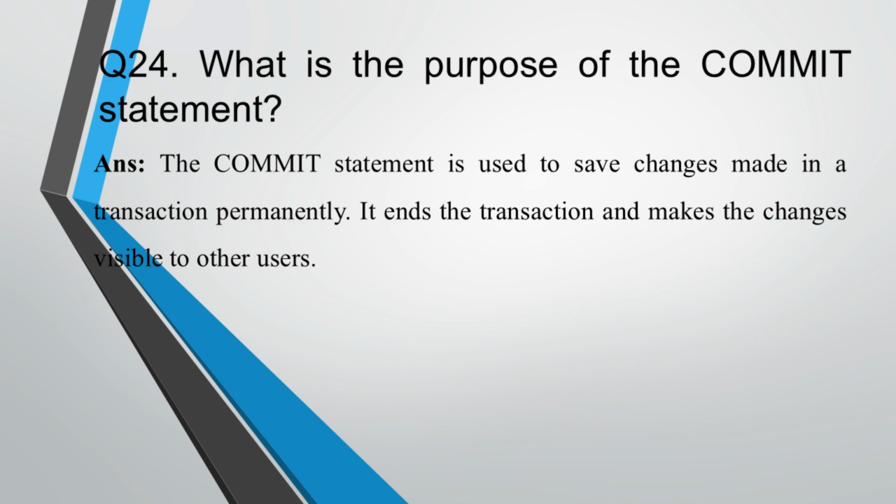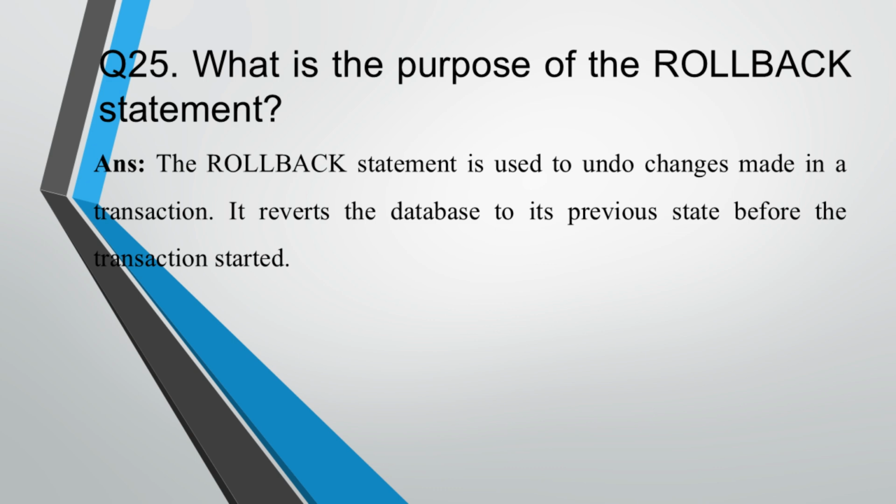What is the purpose of the commit statement? The commit statement is used to save changes made in a transaction permanently. It ends the transaction and makes the changes visible to other users. What is the purpose of the rollback statement? The rollback statement is used to undo changes made in a transaction. It reverts the database to its previous state before the transaction started.